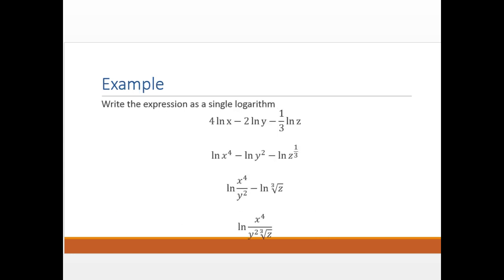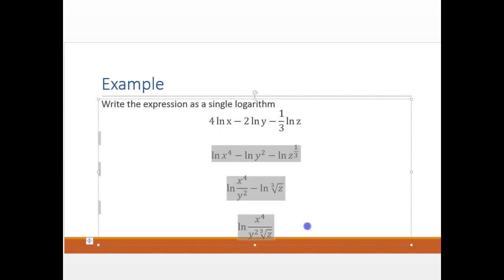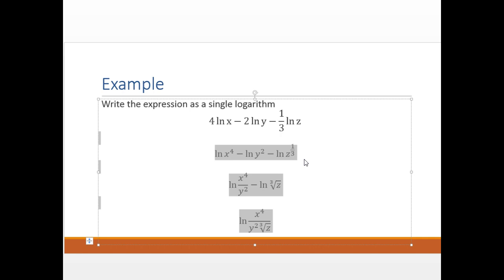I can also collapse and combine expressions as well. I want to write this expression as a single logarithm. I have 4 natural log of x minus 2 natural log of y minus 1/3 natural log of z. This becomes natural log of x to the 4th. Remember this 4 out front? I can bring it in and make it an exponent. So natural log of x to the 4th minus natural log of y squared minus the natural log of z to the 1/3.